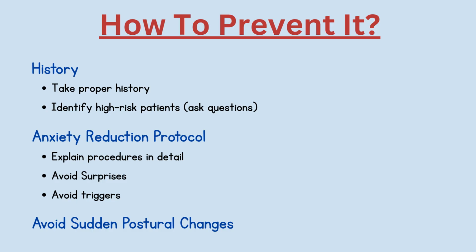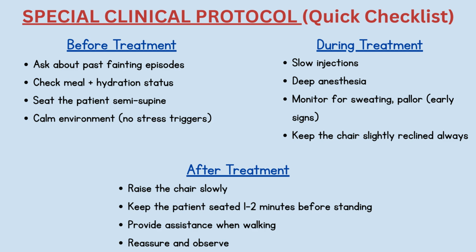Now, let's understand how to manage patients and prevent syncope. There are crucial steps to take before, during, and after treatment. So, before the treatment, always begin with a detailed medical history. Ask your patient about any previous fainting episodes, their meals, and their hydration status. Create a calming environment to help reduce patient anxiety.